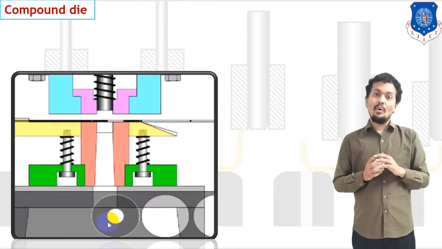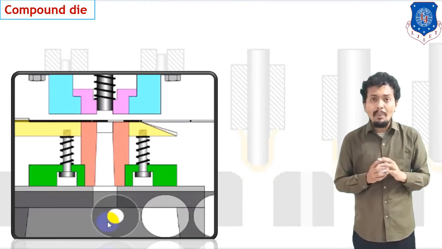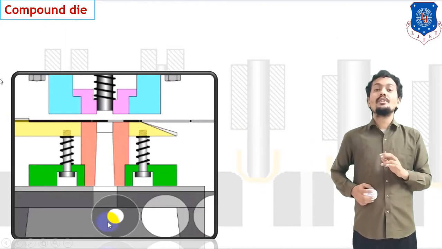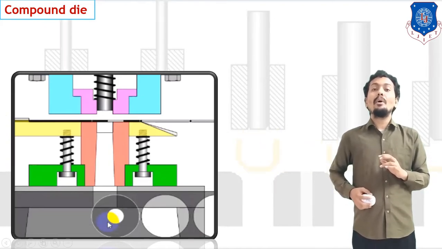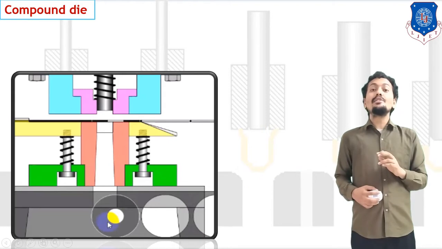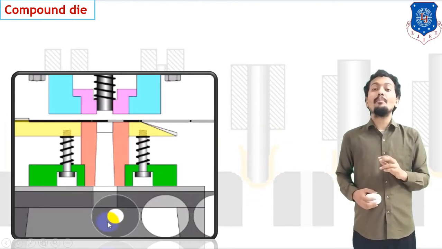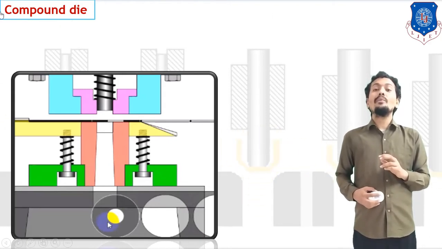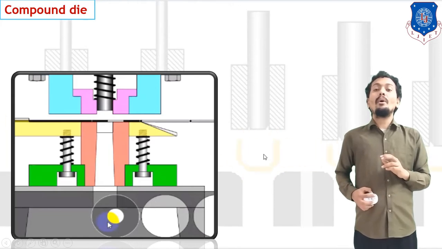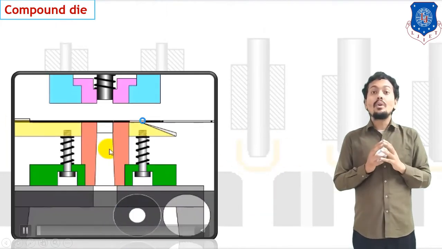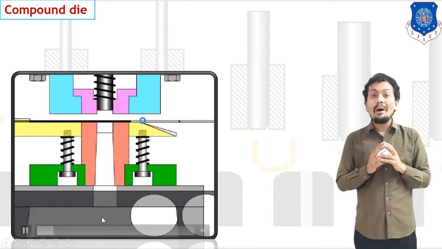The next die is a compound die. So what happens in compound die? Let's have a look at this video. So what happened in compound die? Our purpose is to make the washer with the help of compound die. So how can we make the washer with compound die? So let's have a look at this video of compound die.